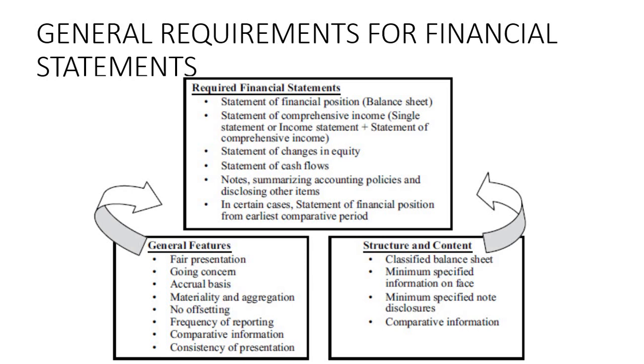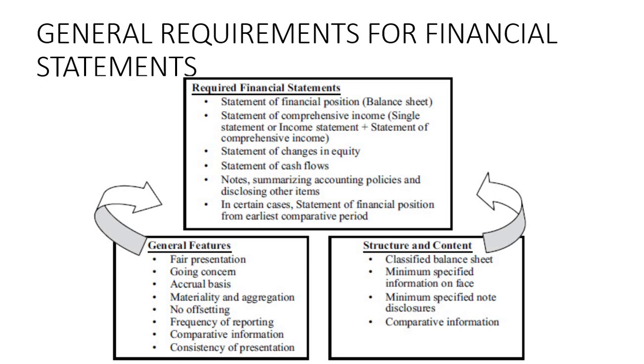The features that we have talked about: fair representation, going concern, accrual basis, materiality and aggregation. This is something new that we haven't talked about before: no offsetting. That means all the amounts there are gross amounts. For example, company A has borrowed something from company B and similarly has also lent something to company B. You cannot just offset both of them. Both of these are supposed to be represented, in assets and in liabilities.